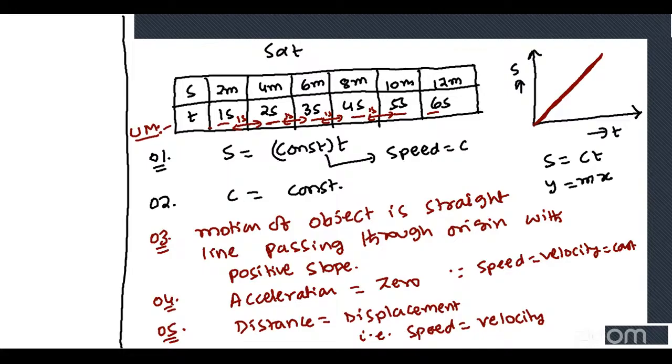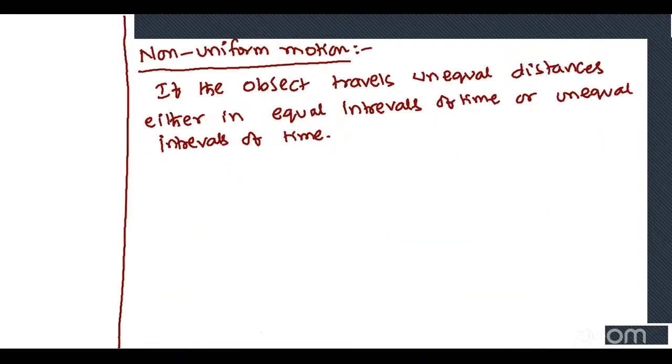Now here it is either equal intervals of time or unequal intervals of time. Unequal intervals of time. So that means S is proportional to t power n, where n belongs to the set of rational numbers. For example, I am considering S is proportional to t square.